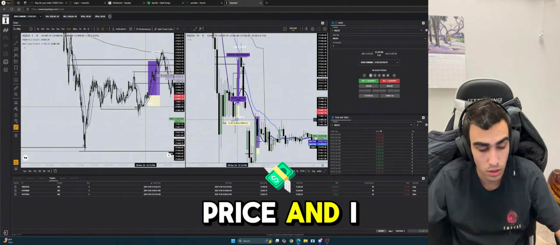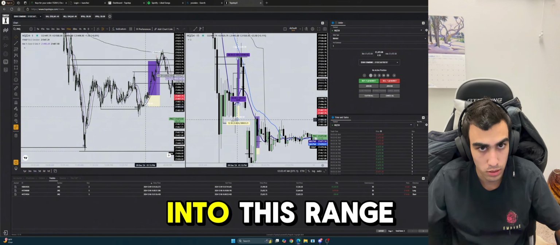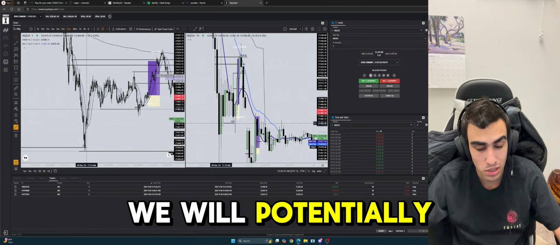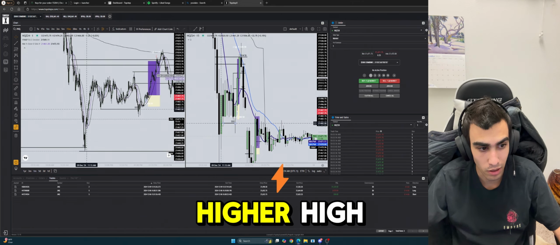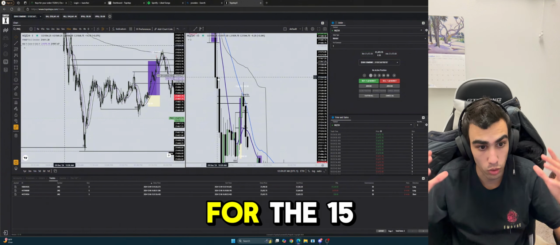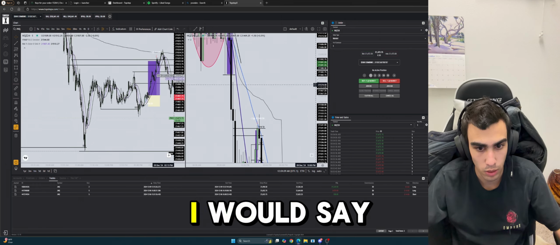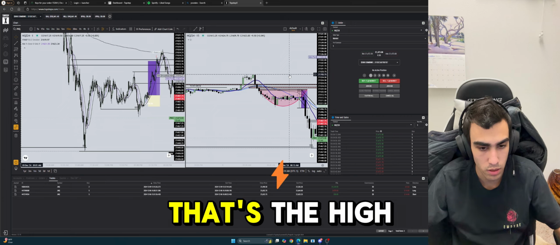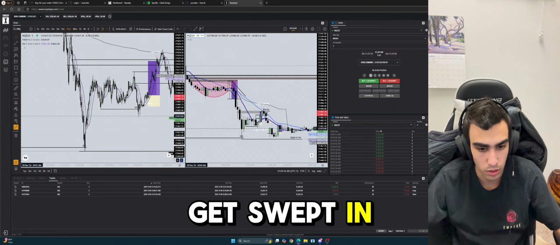I did say in the Discord, if we see price come back into this range, sweep out all the sellers, turn them into buyers, we will potentially see a buy up into a higher high, which is back into this 1 minute high right here. Yeah, all the way up here. This could have been your main take profit. 554 is the major external liquidity for the 15 minute at least. More so, I would say your major liquidity is all the way up at this all-time high at 705.75. That's the high external. Once that gets swept, then yes, you can see sells again.